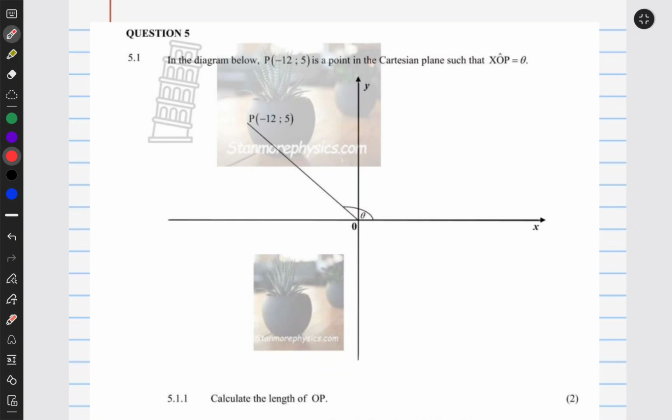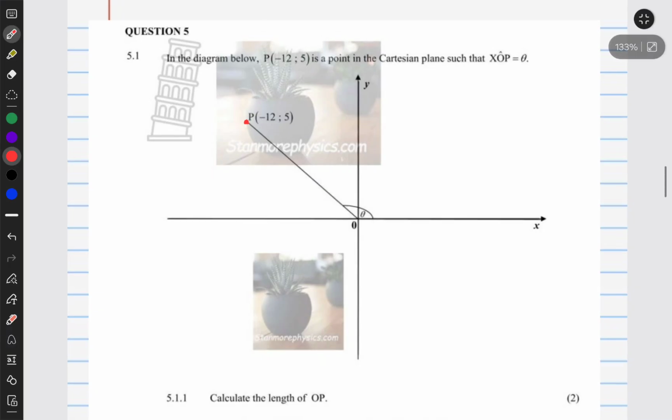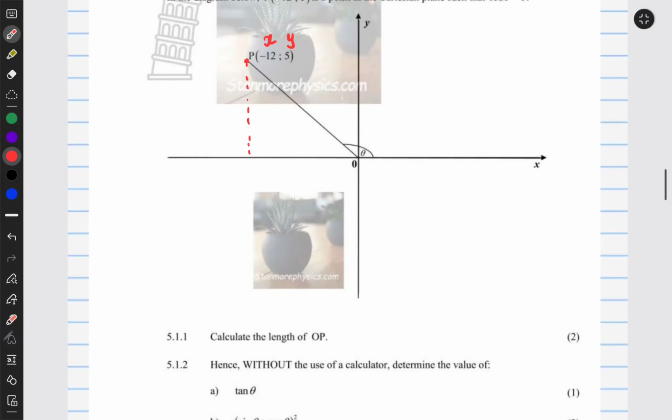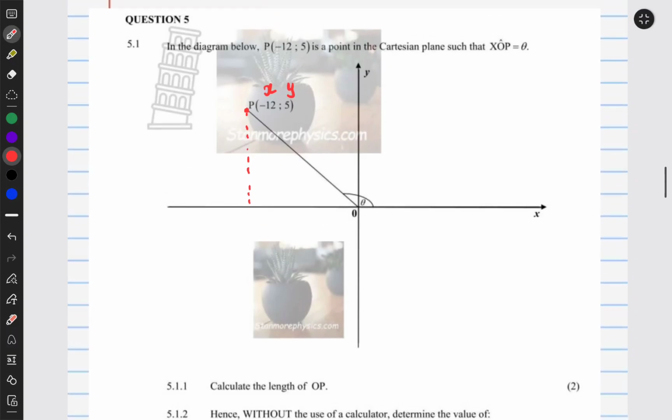Question 5. In the diagram below, we have that P is a point in the Cartesian plane such that angle SOP is equal to theta. Remember that negative 12 is our x value, and 5 is the y value, which stands for the opposite side. Negative 12 is the adjacent. Calculate the length of OP.